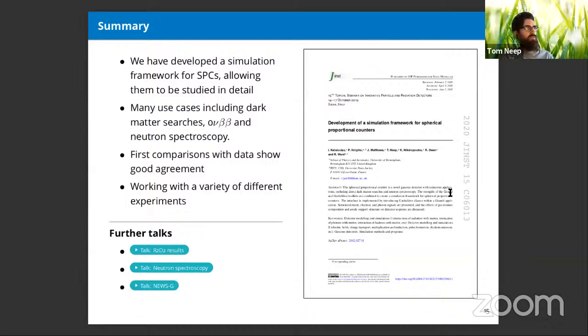So we've developed a simulation framework for these SPCs, and they allow us to study them in some detail. SPCs are a very versatile detector, allowing us to search for many different types of physics, so dark matter, neutrinoless double beta decay, and neutron spectroscopy. We're now starting to see comparisons of our simulation with data, and so far we see good agreement. But we're continuing to work with a variety of different experiments and provide simulation for them.